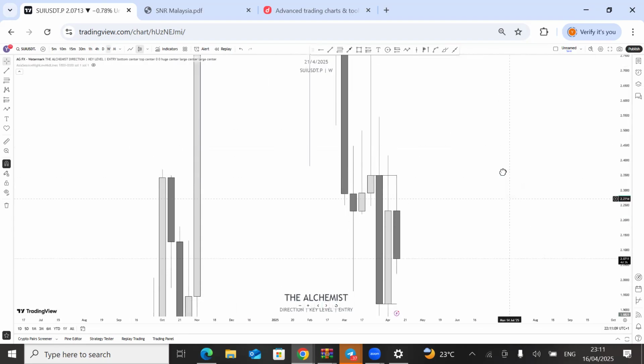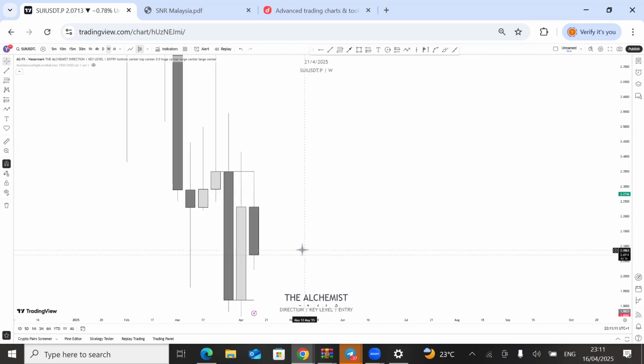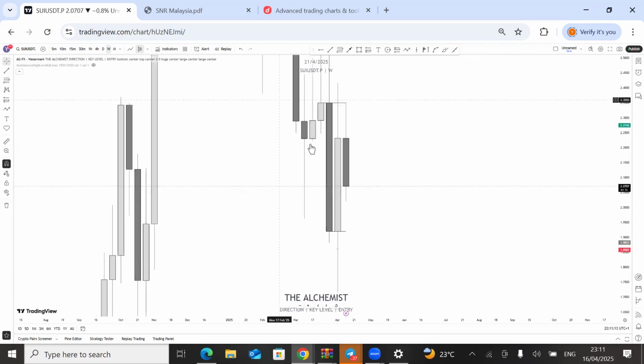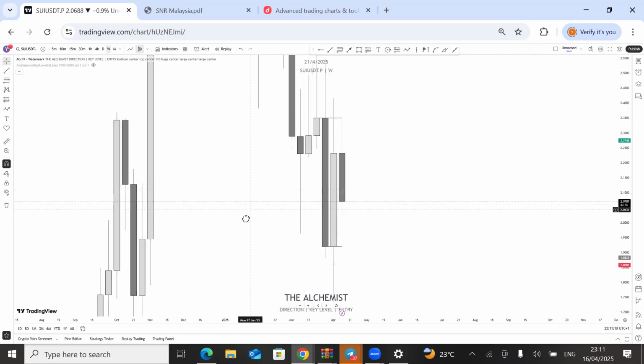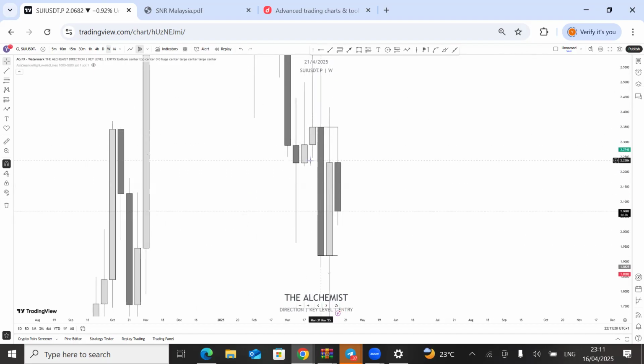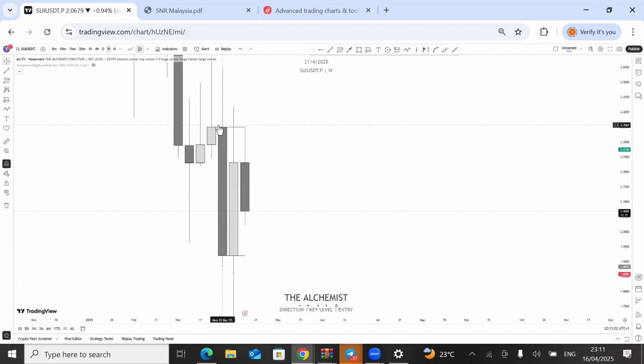Here's a storyline too. Another story, a weekly storyline. Weekly key level here. We are breaking structure to the downside. Broke structure to the downside here. What are you expecting? And here's an engulfing candle. We're expecting price to reverse to this zone.